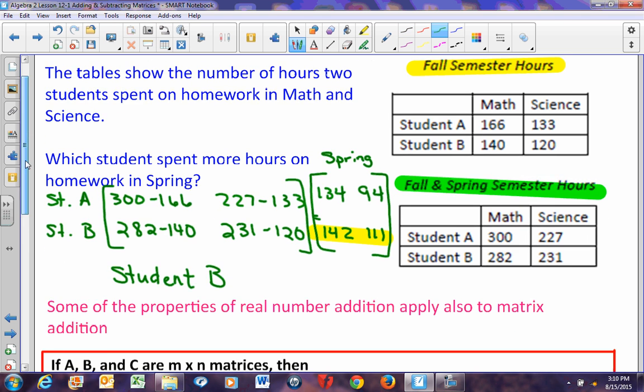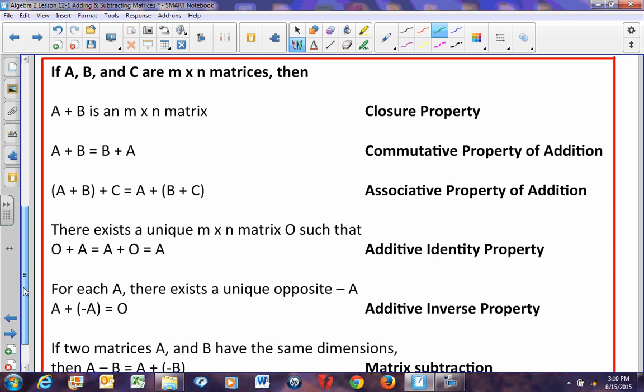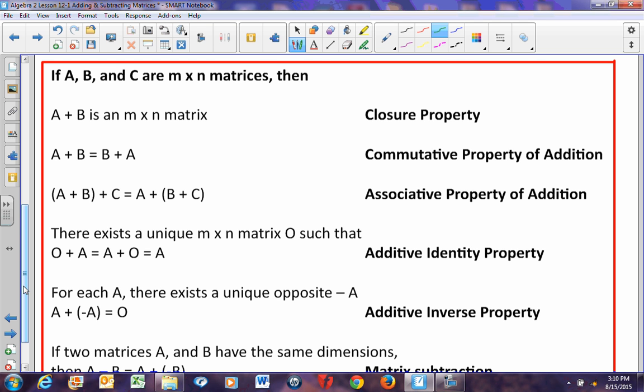Now, some of the properties of real number addition apply also to matrix addition. I'm going to go through these very quickly because they're not all that complicated. If A plus B is an m times n matrix, that's just a closure property. Just means that if it is, it is. Okay? A plus B has to equal B plus A, commutative property. When you're adding matrices, the same as adding numbers, order doesn't matter.